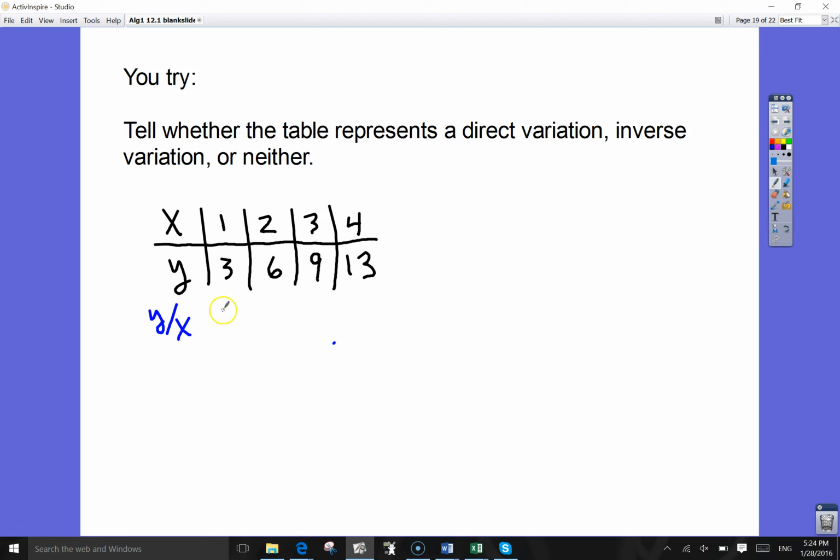3 divided by 1 is 3. 6 divided by 2 is 3. 9 divided by 3 is 3. 13 divided by 4 does not equal 3. So this is not a direct variation. So it tells you that you need to check all the pairs, right? Because it looked like it was constant for the first three, but then it was not the same thing for the fourth.